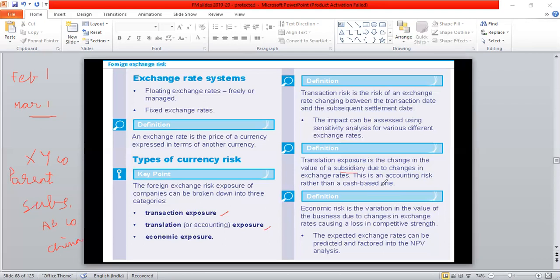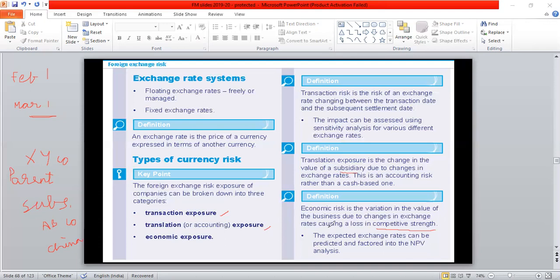Then economic exposure. Economic risk is the variation in the value of business due to changes in the exchange rates, causing a loss in competitive strength. It says that the expected exchange rates can be predicted and factored into NPV analysis. That we will see. Because of changes in the economy, the variation in the value of business due to changes in the exchange rate causes a loss in competitive strength.